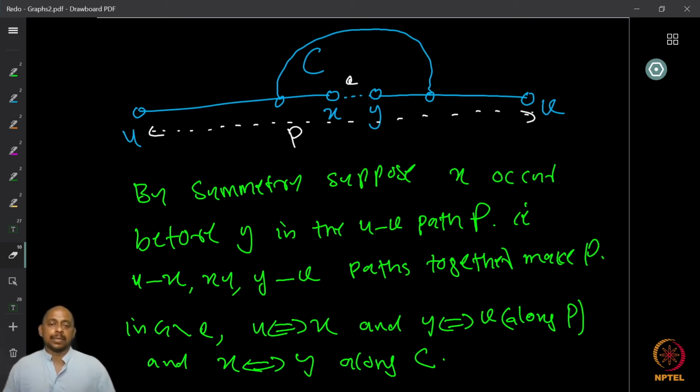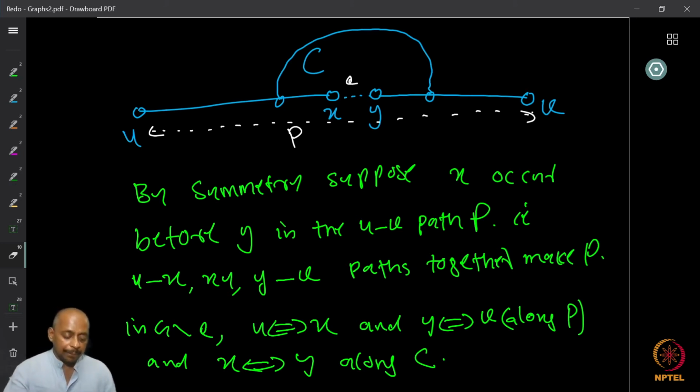But now we have removed the edge xy. So what happens if I remove xy? We said that the edge e was part of a cycle. Because it was part of a cycle, from x to y there must be another path or a walk. So there is an xy walk, and together with the edge xy it was forming a cycle. But now if I remove the edge xy, still from x to y there is this path, because it was part of the cycle. So x and y are interconnected through this path in C.